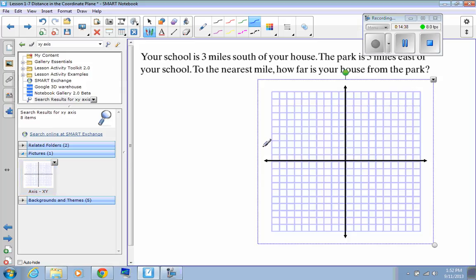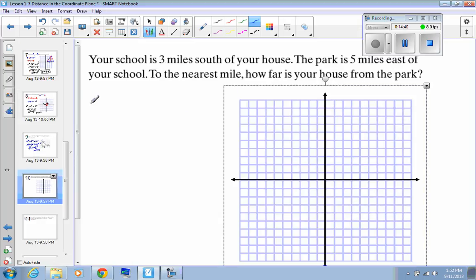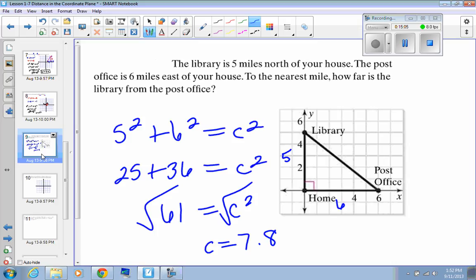So if you want to use your grid paper and draw this, you need to label your house. We're looking at the school and the park. So it says your school is 3 miles south of your house, and the park is 5 miles east of your school. To the nearest mile, how far is your house from the park? So I want you to use this previous slide, go back if you need to. Think about how you would draw this triangle. Set that up.